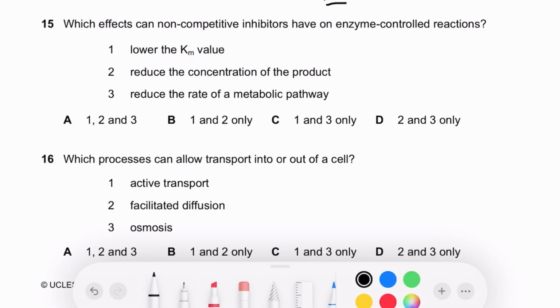Which effects can non-competitive inhibitors have on enzyme-controlled reactions? Okay, non-competitive inhibitors, are they going to lower the Km value? Non-competitive inhibitors, they specifically work on lowering the Vmax.